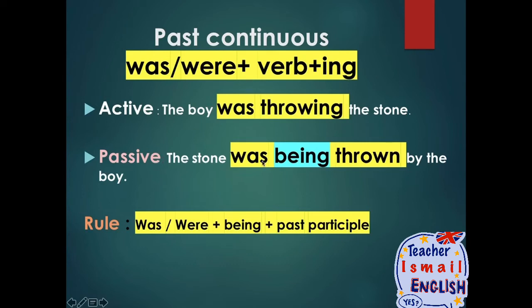The rule that we apply here is was or were plus being plus the past participle in the passive. When we have a sentence in the past continuous, we use this rule to make it passive. The stone was being thrown by the boy. If we have stones, plural, we are going to put were: stones were being thrown by the boy. So we put the verb to be in the past, was or were, and being, and the past participle. Is this clear?